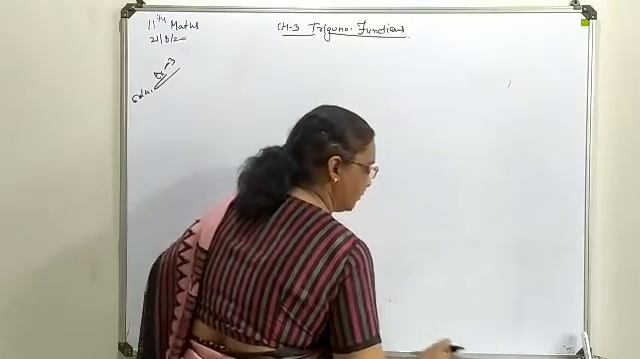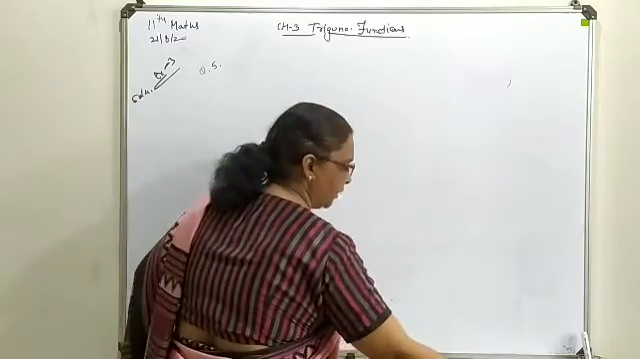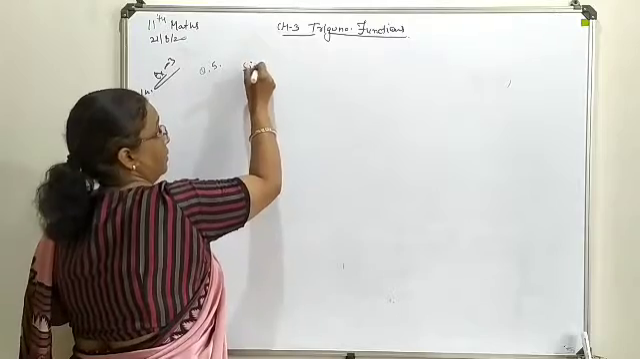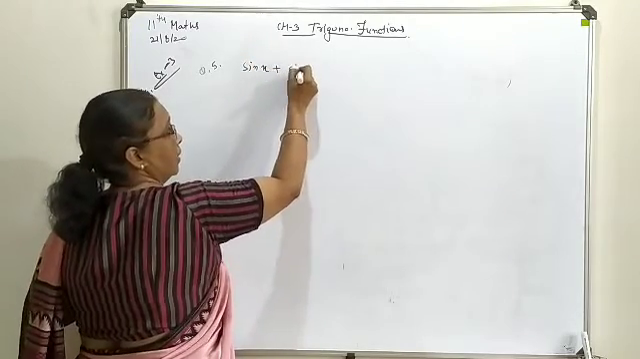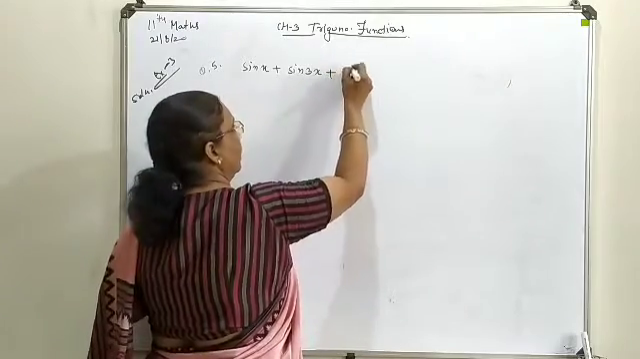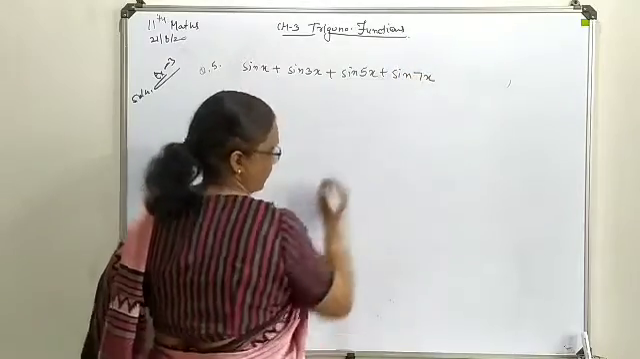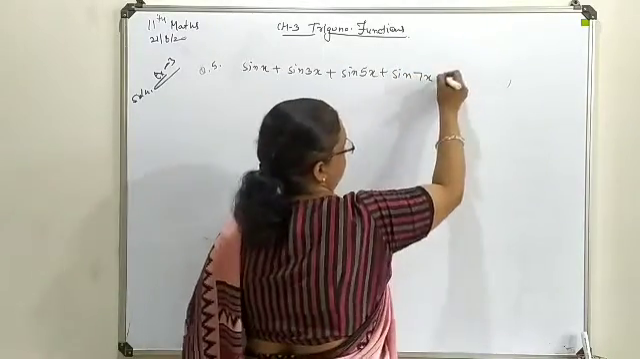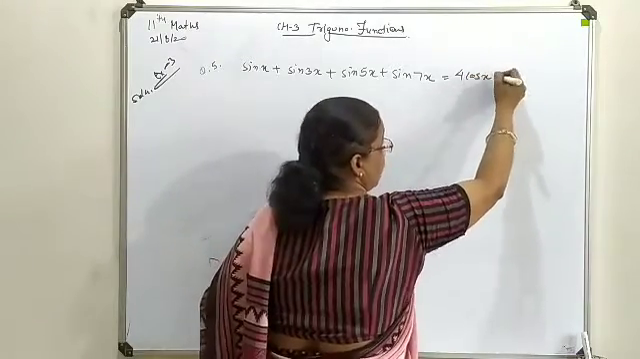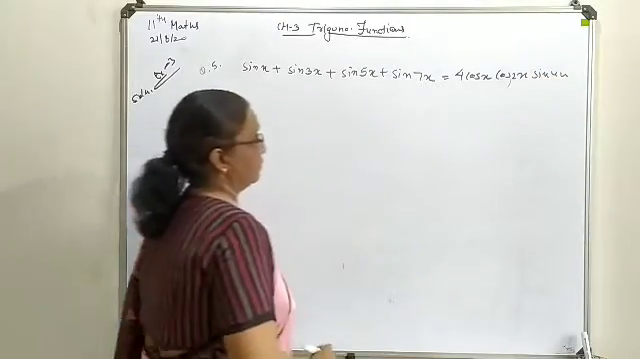Now next is our fifth question, in which the combination is given as sin x, sin 3x, sin 5x, sin 7x, and it is to be generated as 4 cos x, cos 2x and sin 4x.